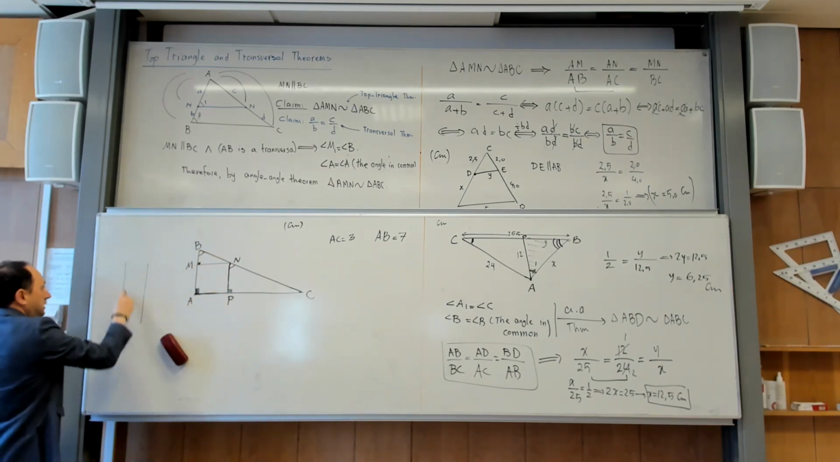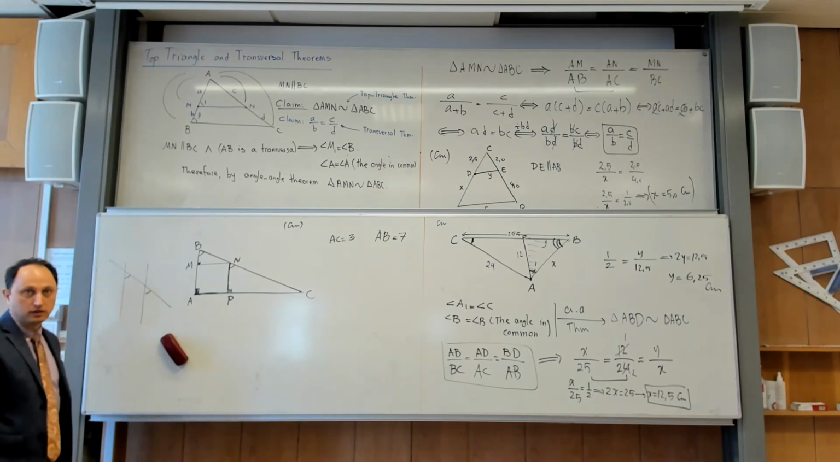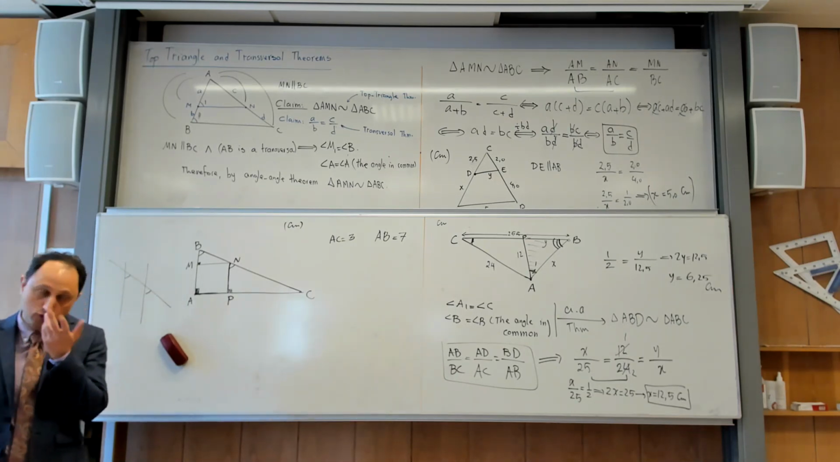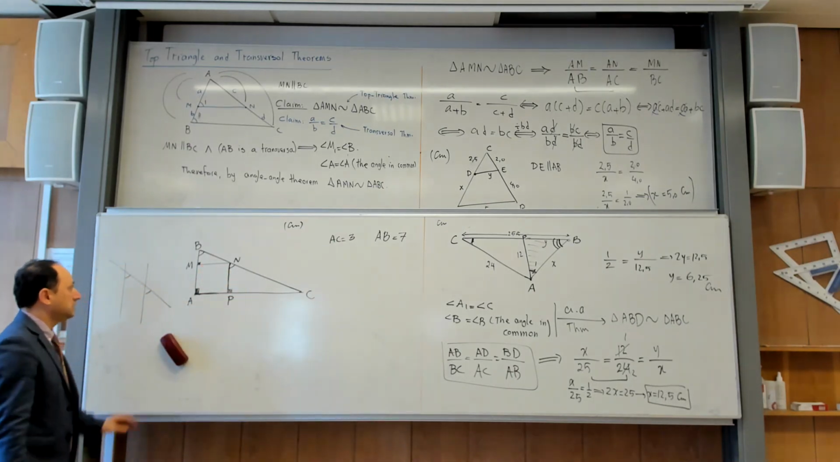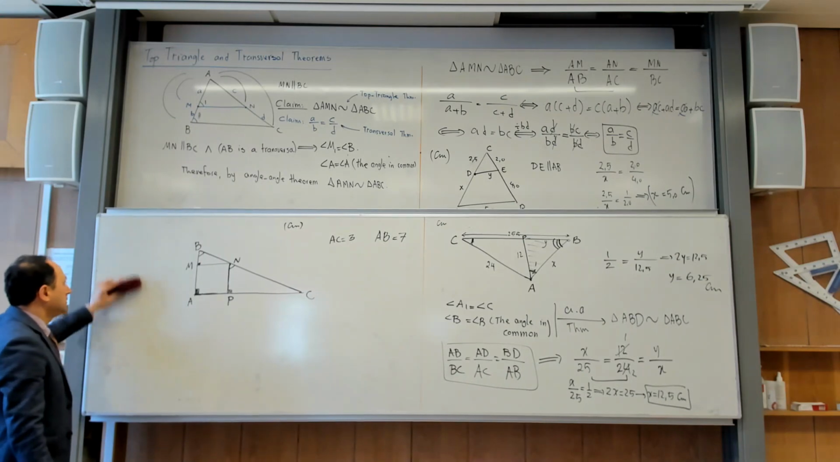Yes. And this is transversal. This means that these two angles are corresponding. They are equal. Yes, you are right. So this triangle is similar to that triangle, if you insist on doing that. Okay, but then do you think it will help us?